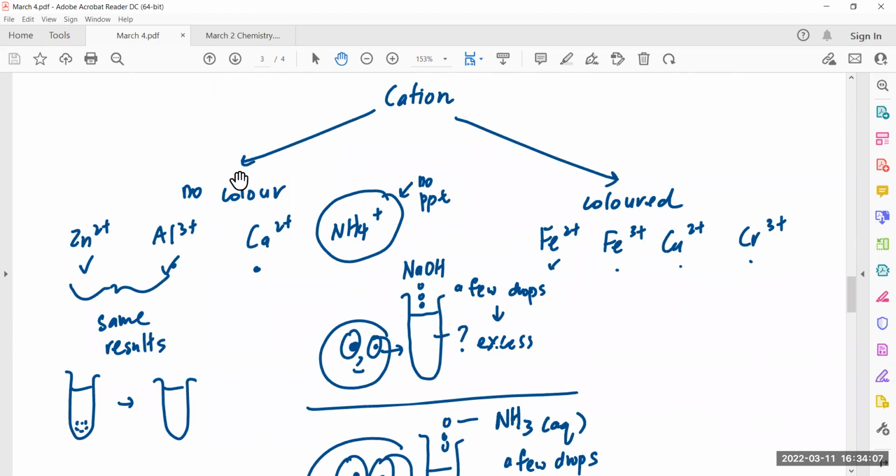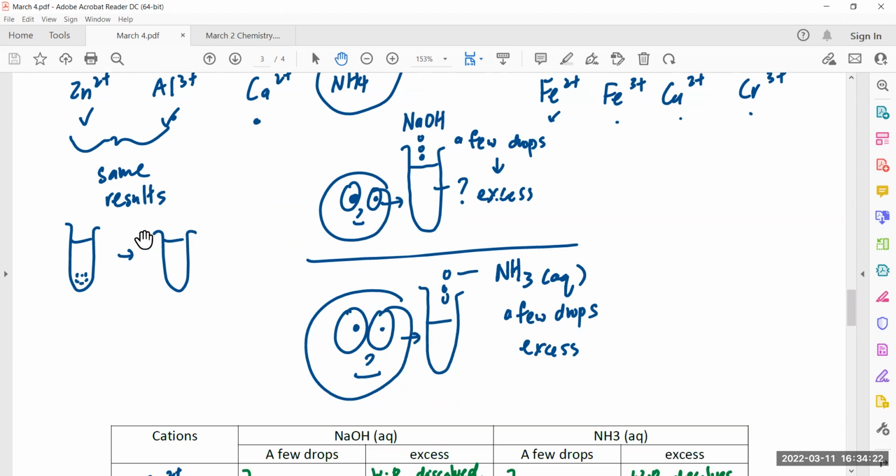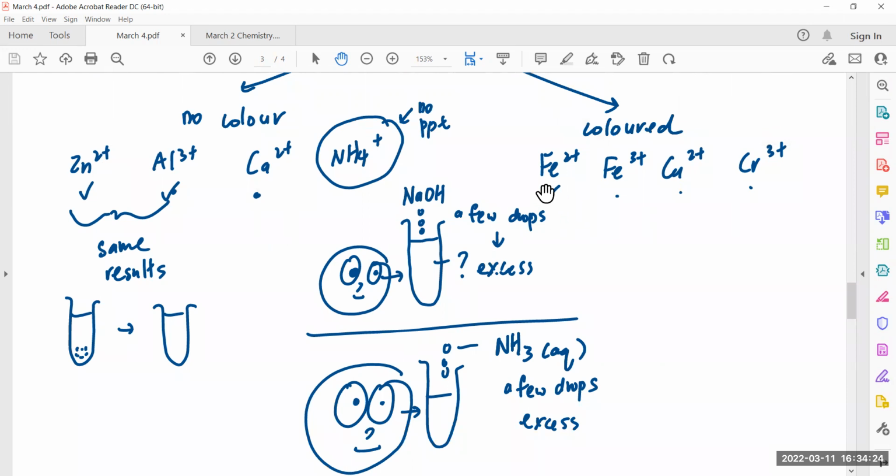Cation ions, you need to know for zinc, aluminium, calcium, ammonium. These are the ones that have no color. And then the colored ones are iron 2, iron 3, copper 2, and chromium 3. That's it. Okay? So if they say green color, it's either iron 2 or chromium 3. If they say brown or red, it's always iron 2. If they say blue, it's always copper 2. These have white precipitates.